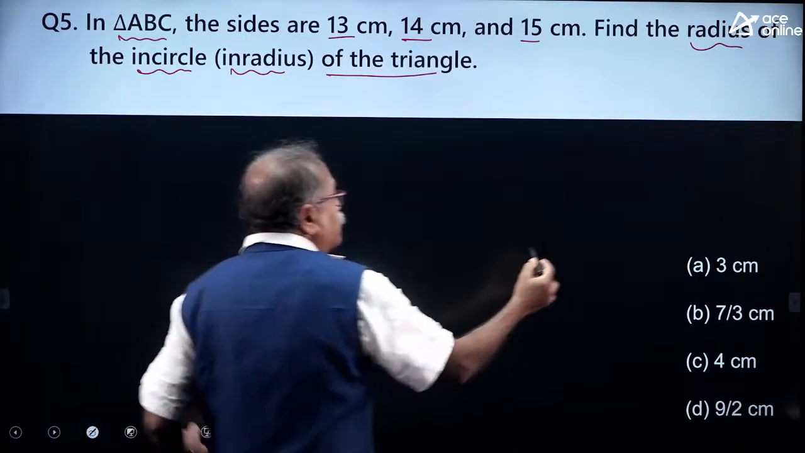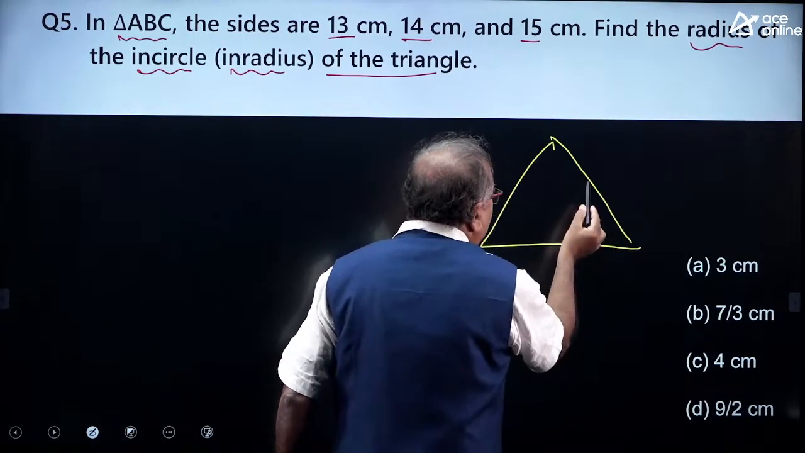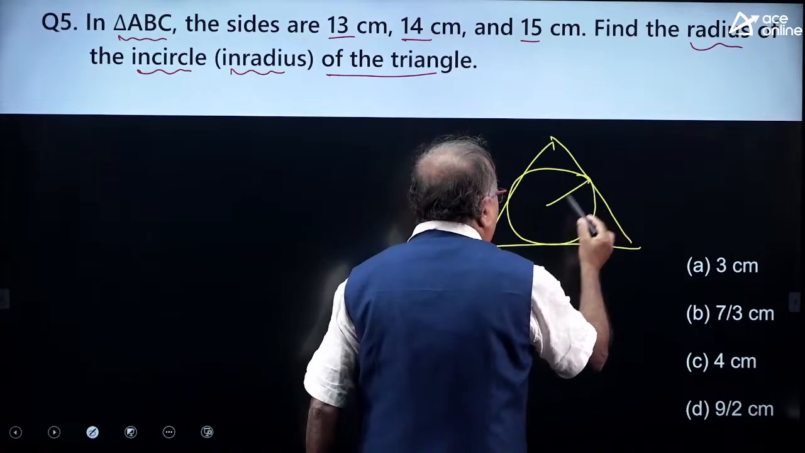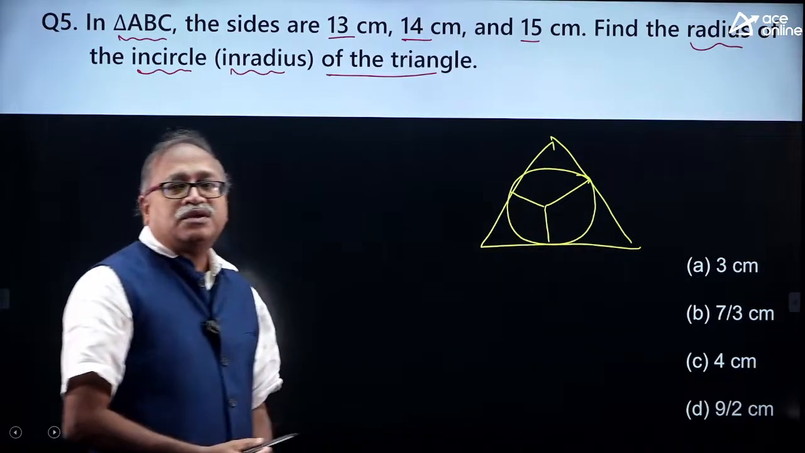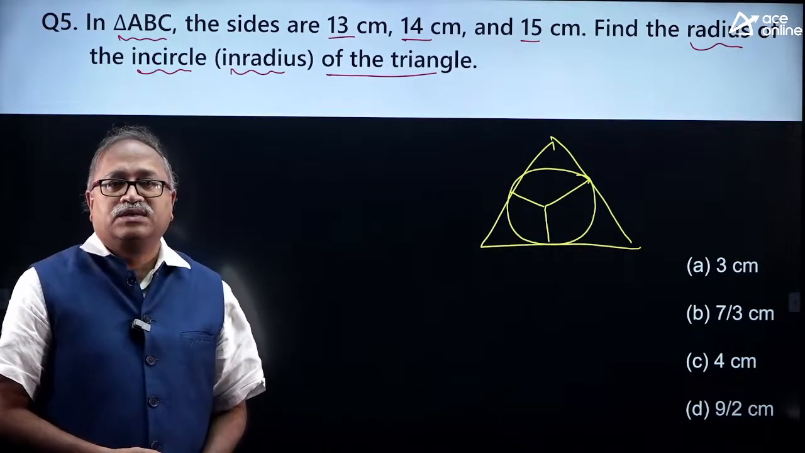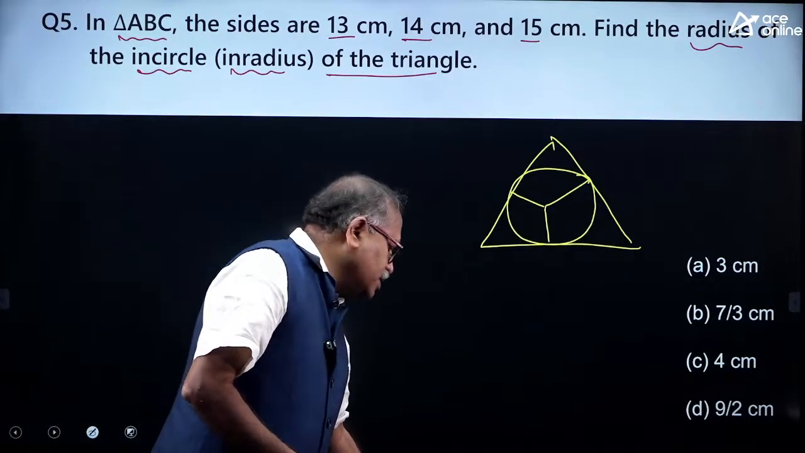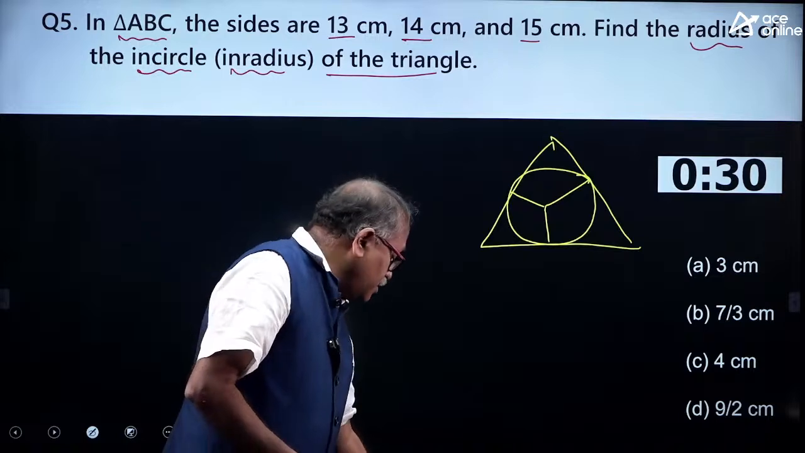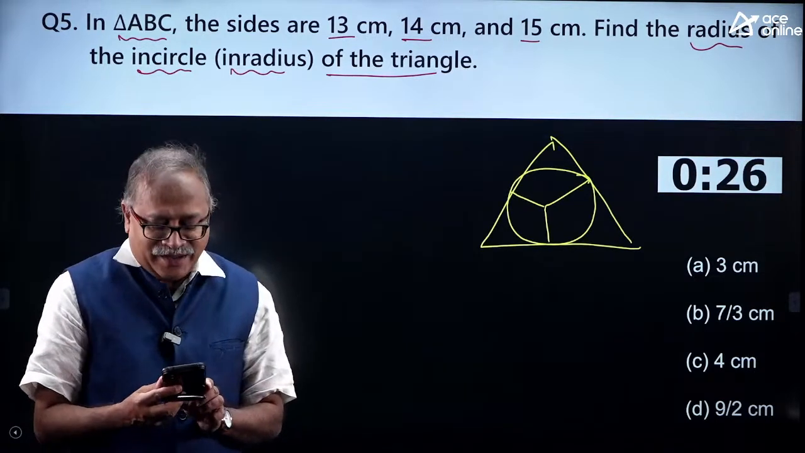So if I consider this as a triangle, this is an incircle which touches all the sides, and this is the inradius, right? I need to find out the inradius. So if you don't know, you will come to know the small formula. So let me give you 30 seconds. If you can remember the formula, oh my god.